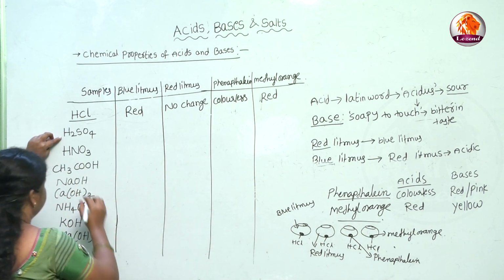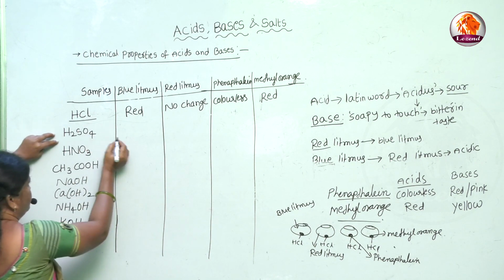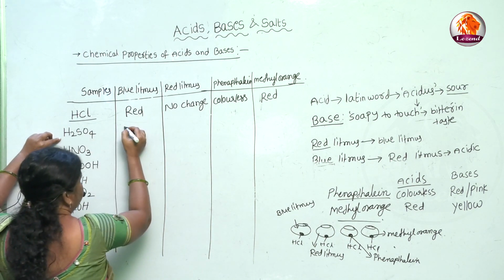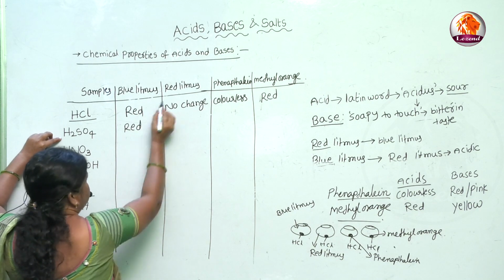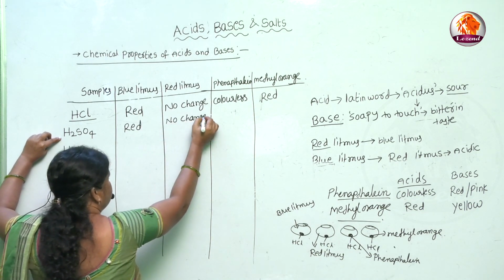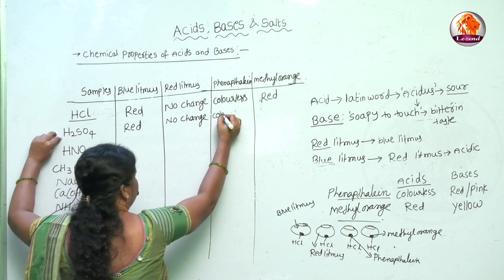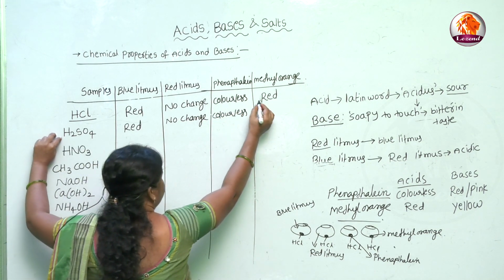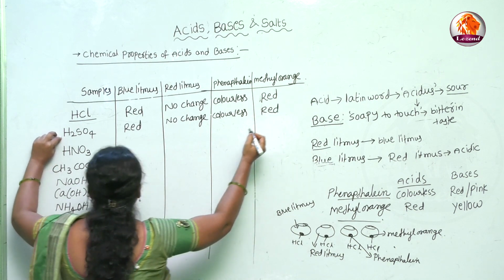H2SO4, sulfuric acid, I am saying here. Okay, this is hydrochloric acid; with sulfuric acid, blue litmus changes into red, red litmus remains red only, no change. Acid in the presence of phenolphthalein again colorless. With acid, methyl orange changes into red color.